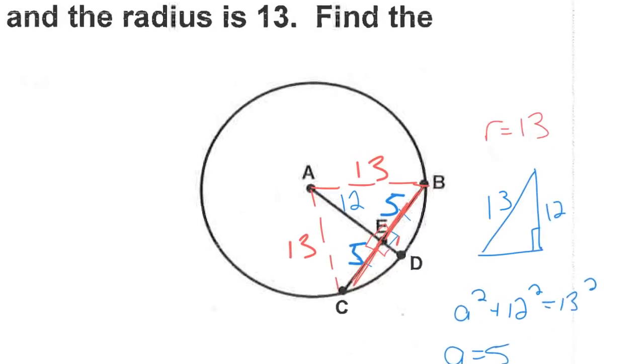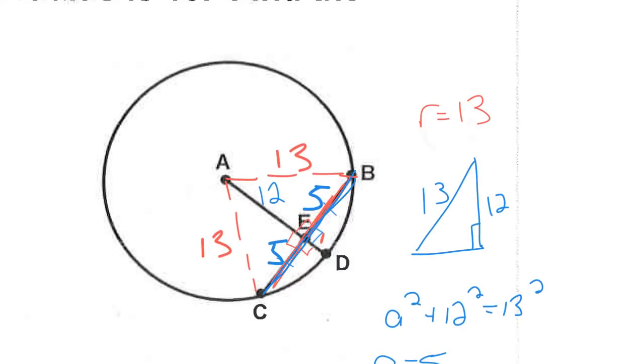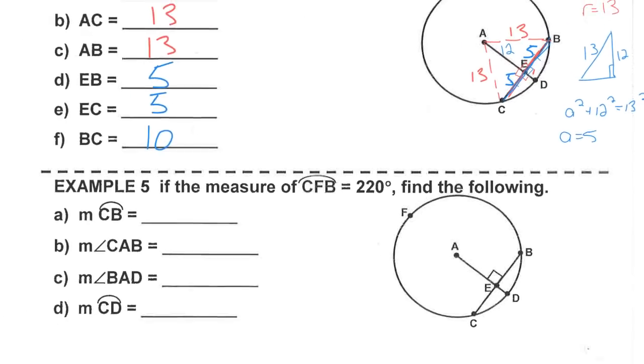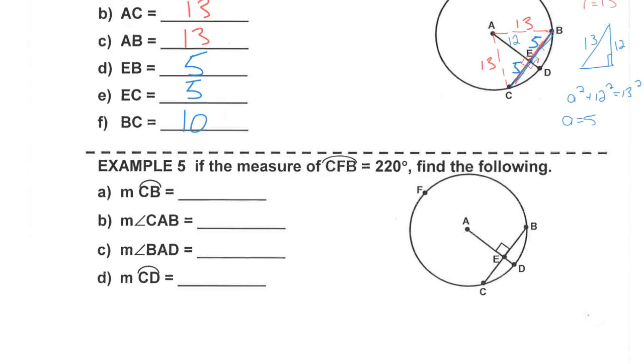Then they ask the really tough question at the end: how long is it from B to C? Well, we add those up. You should get 10. So that's kind of a long problem, but really it wasn't very tough. You just got to remember those right triangles, Pythagorean Theorem. Next one, same sort of thing.